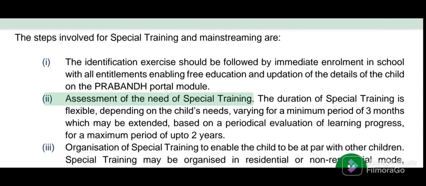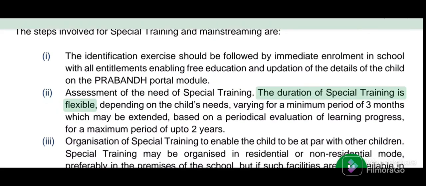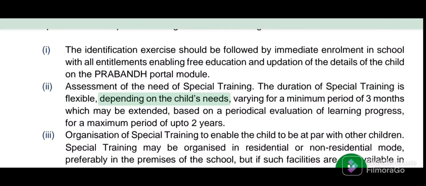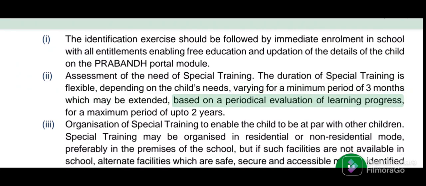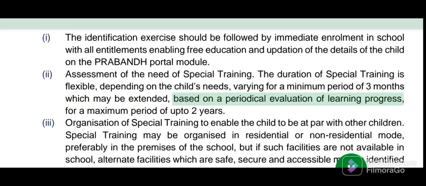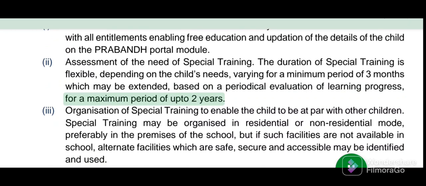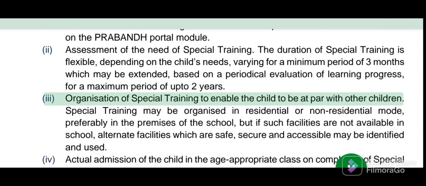Assessment of the need of special training. The duration of special training is flexible, depending on the child's needs, varying for a minimum period of 3 months which may be extended, based on a periodical evaluation of learning progress, for a maximum period of up to 2 years. Organization of special training to enable the child to be at par with other children.